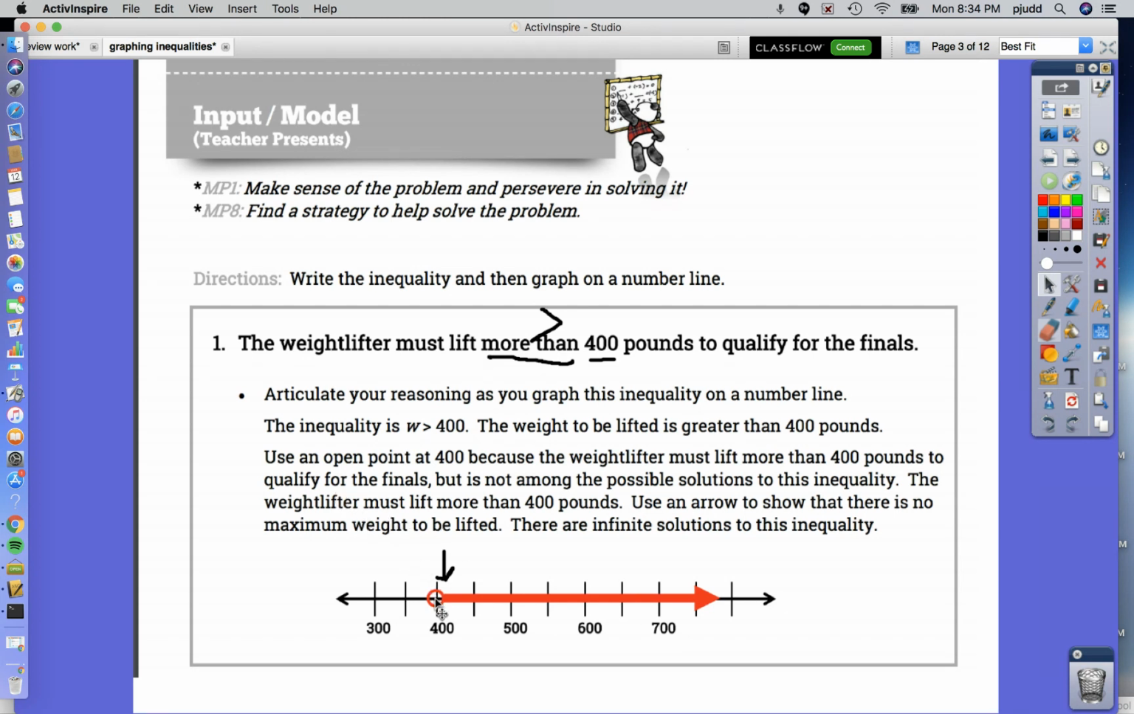So I have an open point on this solution graph. And again, it's an open point because 400 is not part of the solution. The weightlifter has to lift weights greater than 400 pounds, and 400 is not included, so it's an open circle.